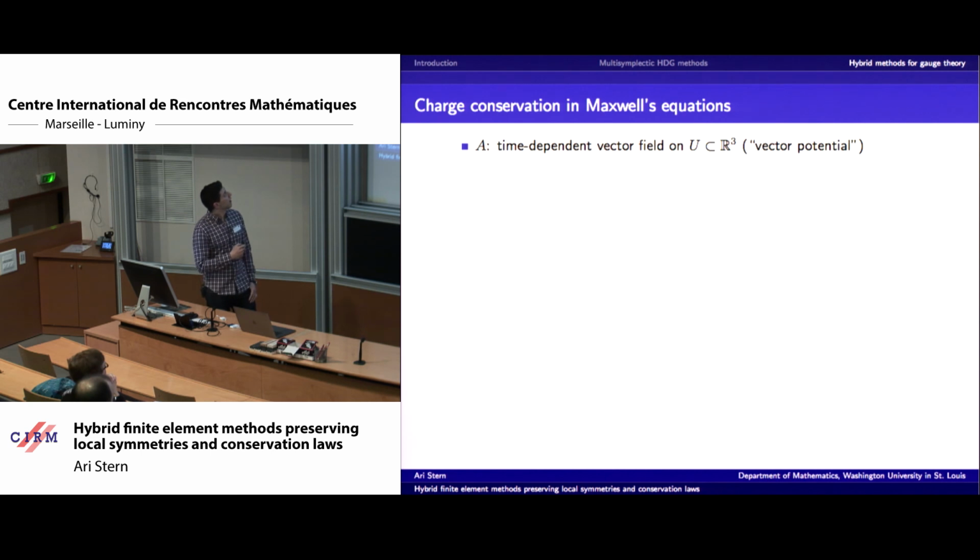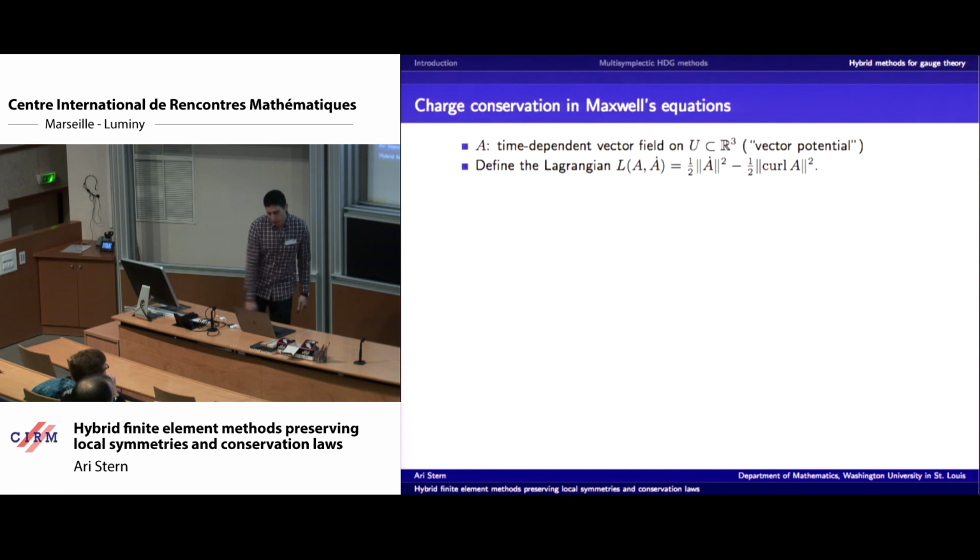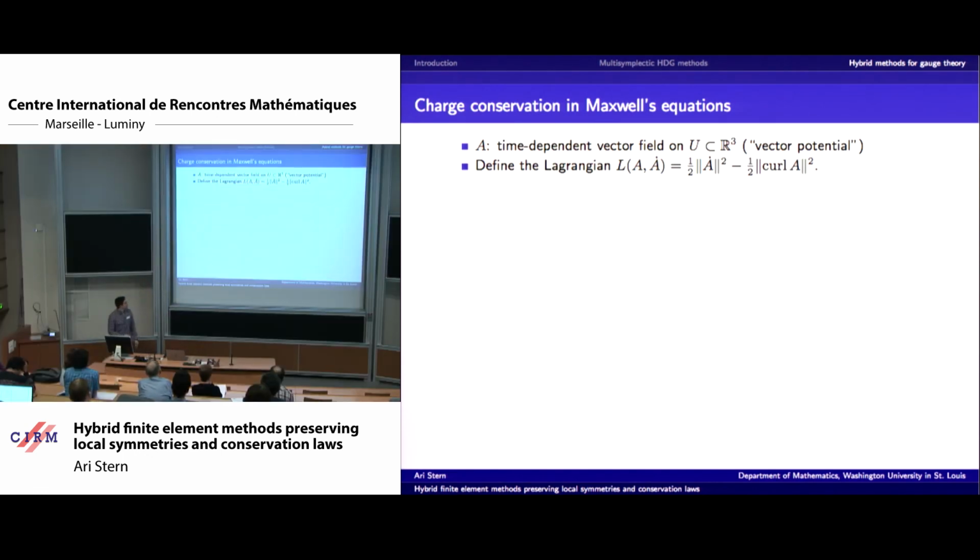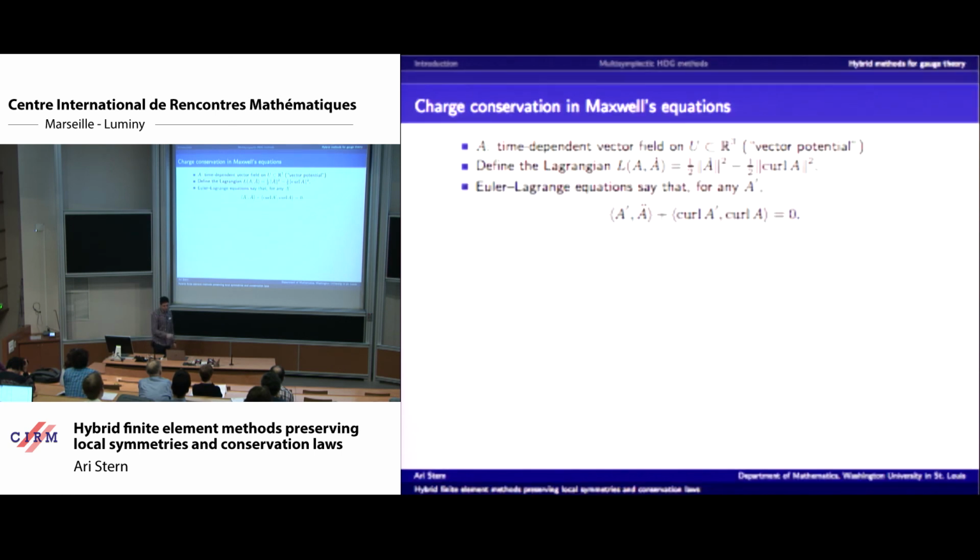So let's say that A is a time-dependent vector field on some domain in R3, which I call the vector potential. By the way, here I'm not going to be using a scalar potential. I'm taking what's called the temporal gauge, right, of setting that equal to 0. So you can get that from the space-time point of view, but I've skipped that step. All right, so I define the Lagrangian to be just 1/2 norm of A dot squared minus 1/2 norm of curl A squared, and here the norm is just the L2 norm on U.